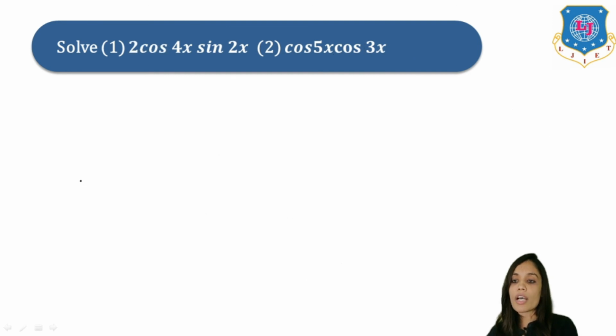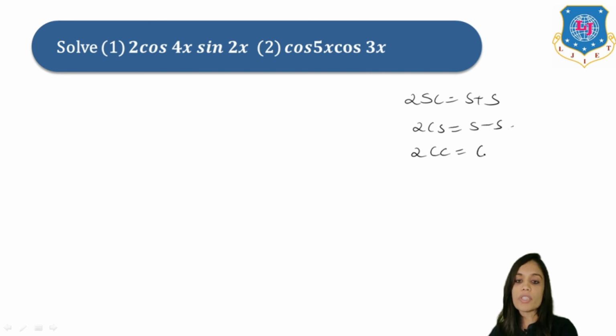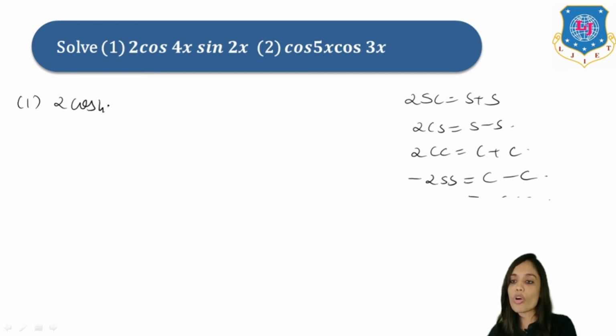Okay. Now let us solve few examples. Now we are given the reverse thing. That is, we are given 2cs. So again let me write the formulas. 2sc will be what? s plus s, in a reverse format. 2cs will be s minus s. 2cc will be c plus c. And minus 2ss is what? c minus c. Fine. Now in this example we have 2 cos 4x into sine 2x.